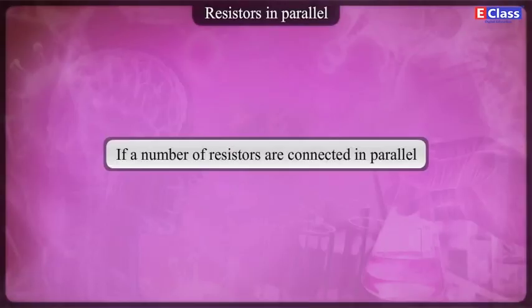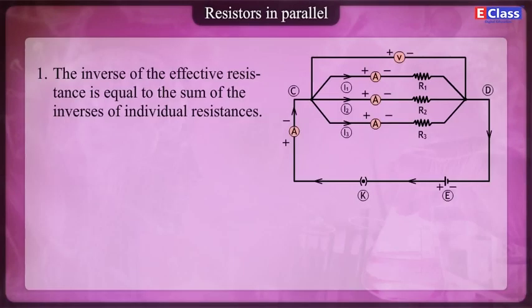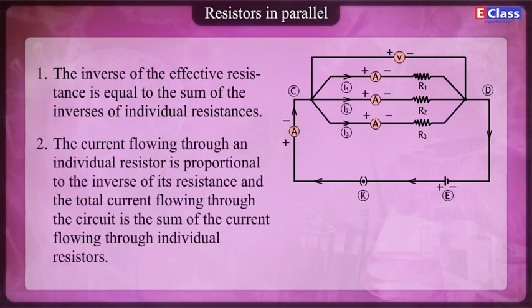If a number of resistors are connected in parallel: 1. The inverse of the effective resistance is equal to the sum of the inverses of individual resistances. 2. The current flowing through an individual resistor is proportional to the inverse of its resistance, and the total current flowing through the circuit is the sum of the currents flowing through individual resistors.